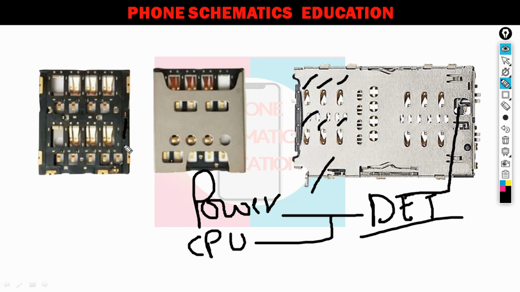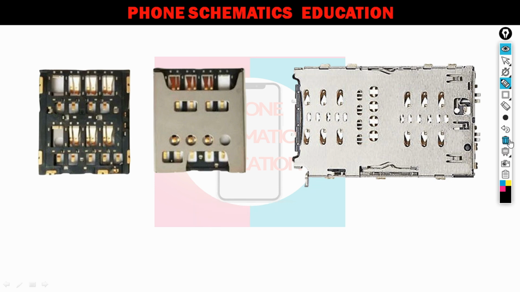So we call this detection pin a detection switch. Now there are two types of detection switch. I will show you how this detection pin works. First, there are two types of detection switch.